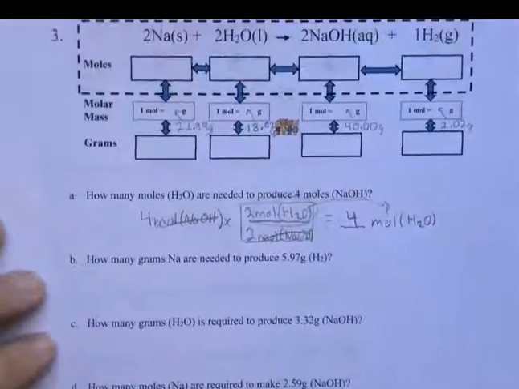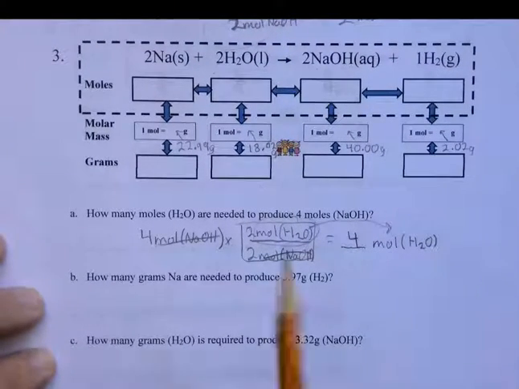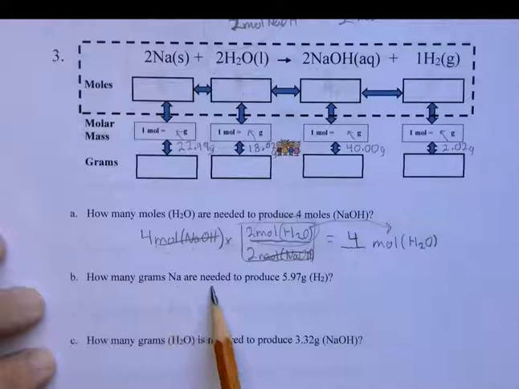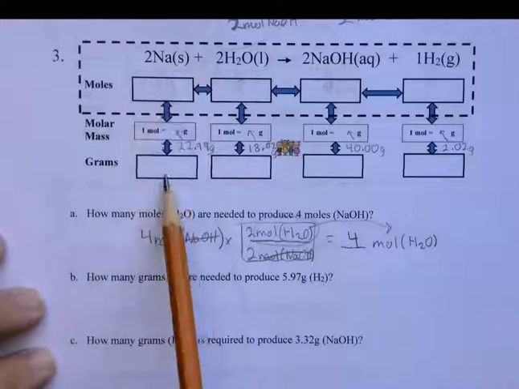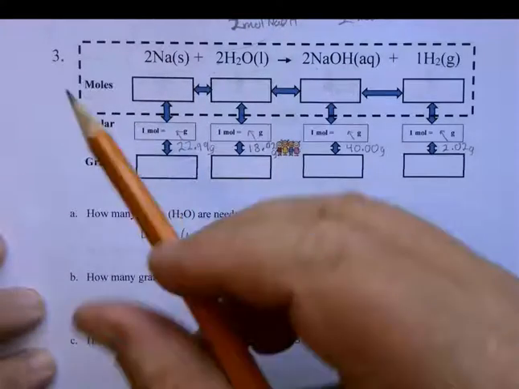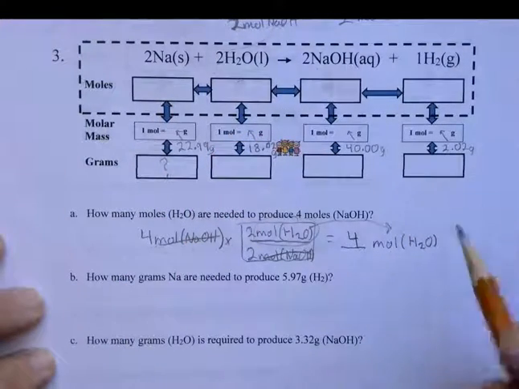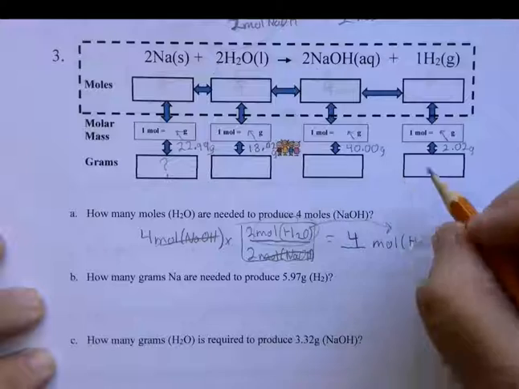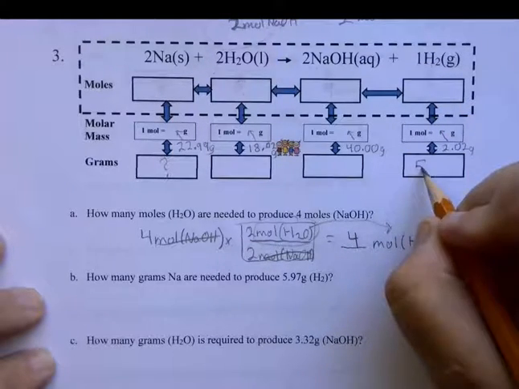And let's move on to the next problem. And this one wants to know how many grams of sodium are needed to produce 5.97 grams of H2, of hydrogen gas. So it wants to know how many grams of sodium. So we go up to sodium, come down, there's the grams row right here. So that's what we want to know, how many grams of sodium, to produce 5.97 grams of H2. So here's H2, we come down here.